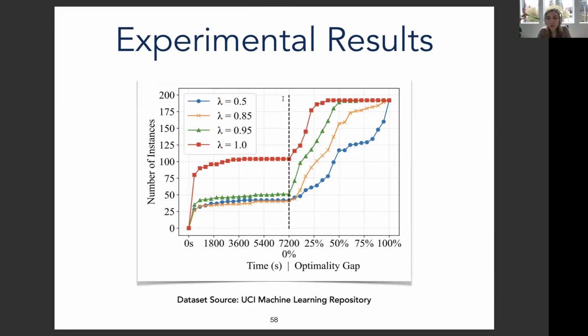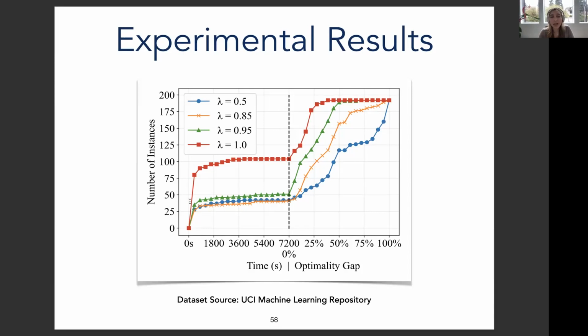What happens in terms of solver times now? This is a performance plot. On the x-axis, we're showing on the left side solver times, and on the right side, we're showing optimality gap for those instances that did not solve to optimality. On the y-axis, we're showing the number of instances. So how do you read this plot?